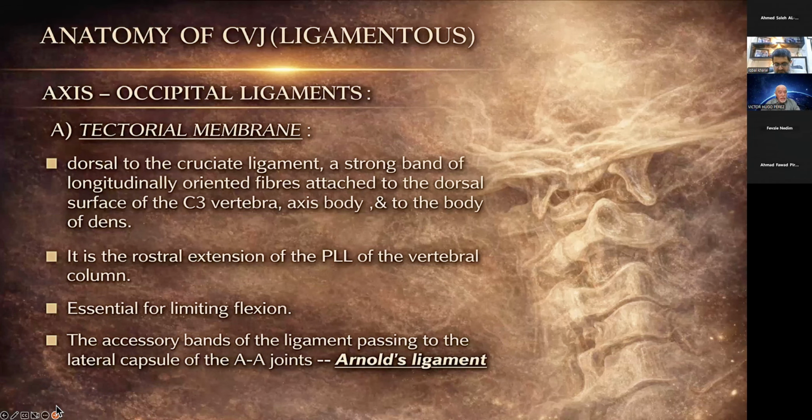The tectorial membrane, dorsal to the cruciate ligament, is a strong band of longitudinally oriented fibers attached to the dorsal surface of the C2 vertebra, the axis body, and the body of the dens. It is the rostral extension of the PLL of the vertebral column, as I told you, essential for limiting flexion, and the accessory bands of the ligament pass to the lateral capsule of the articular joints of the axis. This is also known as Arnold's ligament, atlas and axis joints.